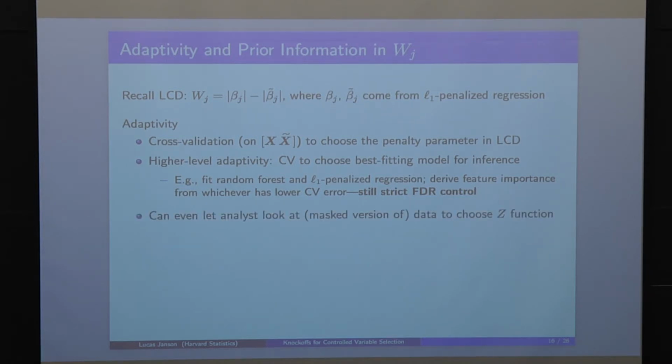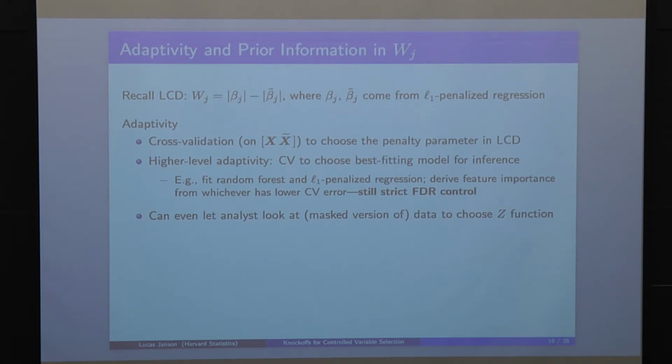And in fact, I can even take that a step further. I don't even have to pre-specify what my procedure is for adapting to the data. I can actually show the analyst the data. So I can show them y and a slightly masked version of the data. So I can show them all of the unordered pairs xj, xj tilde. So they get to see y, they get to see all the values in xj, xj tilde, they just don't see which one is xj and which one is xj tilde. But they see all the pairs, and they see which j they correspond to, they just don't see which ones are knockoffs and which aren't.